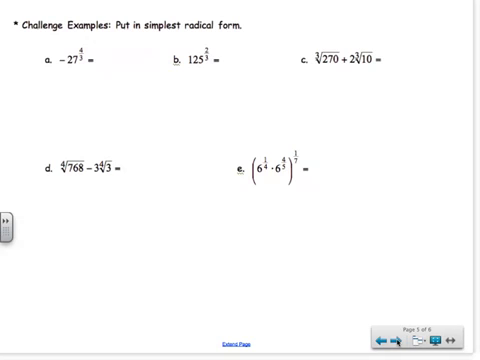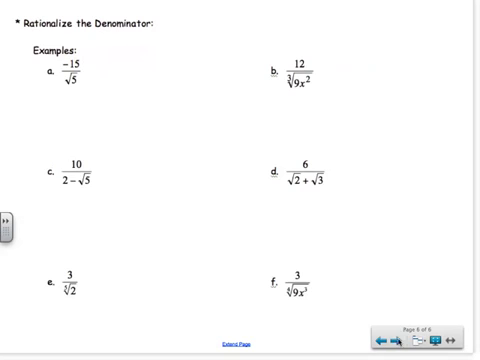Now we're going to skip these challenge examples. We're going to do them in class one day. So I'm going to move on to the rationalize the denominator. Now I mentioned this in the rules that you have to rationalize the denominator whenever you have a radical in the denominator.